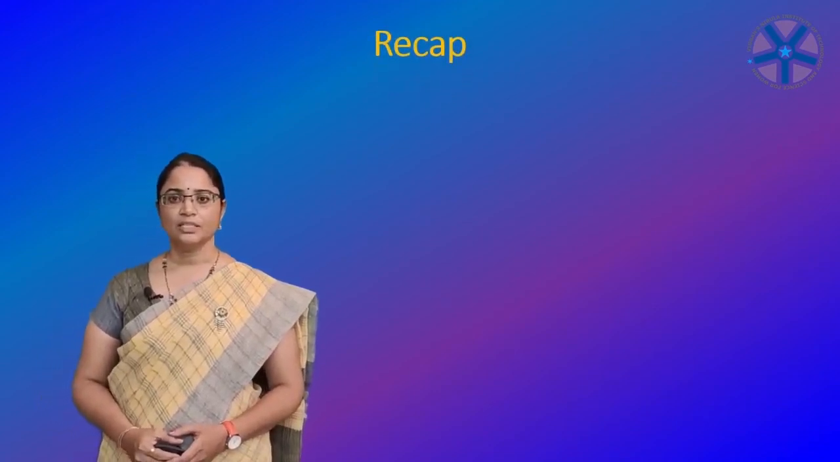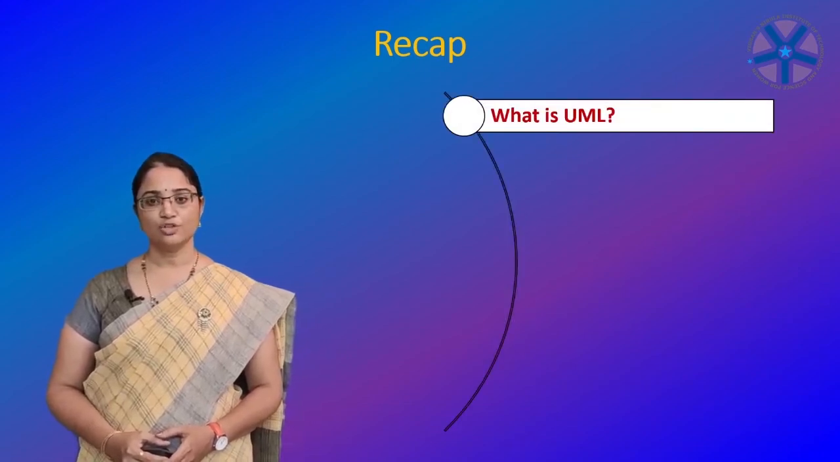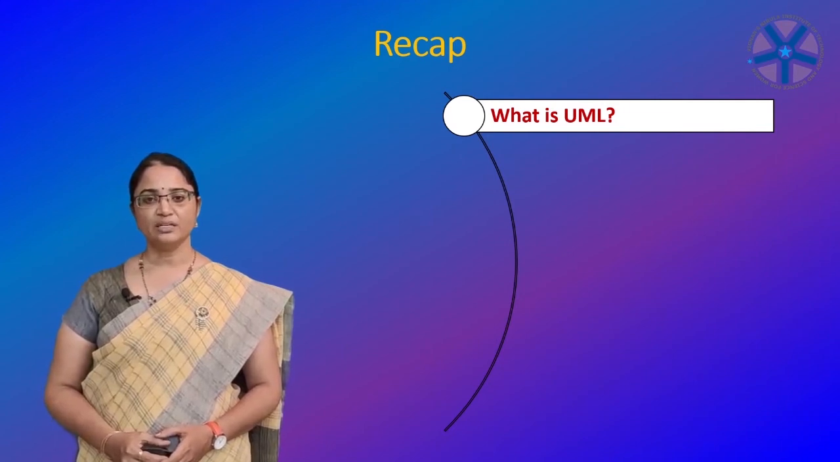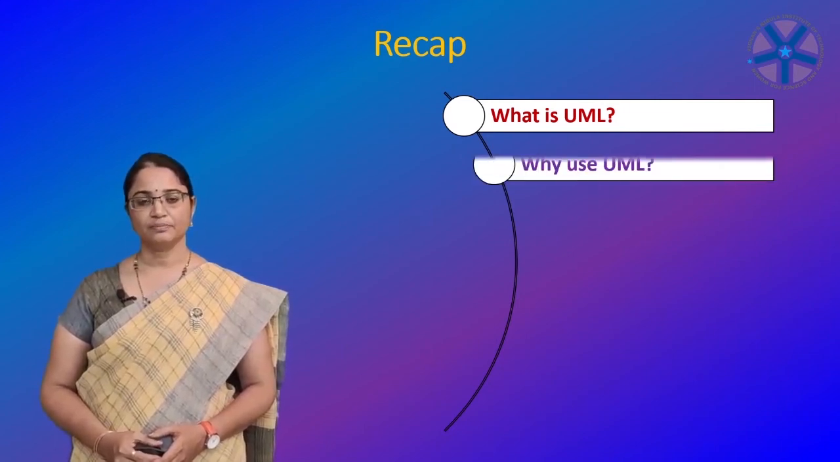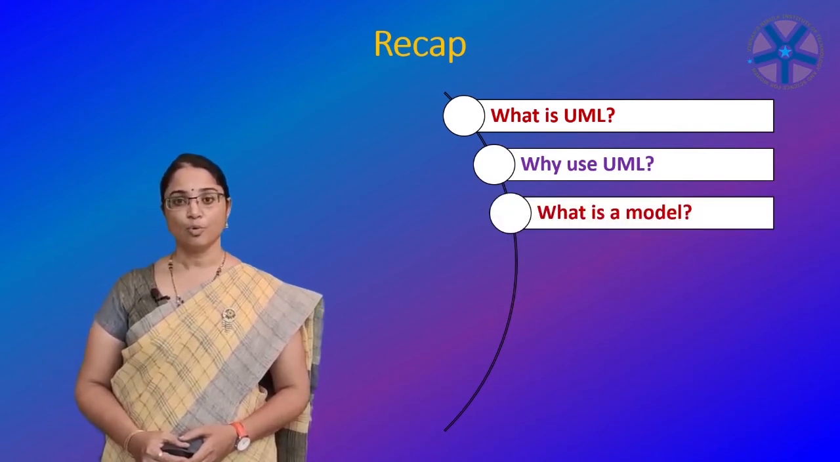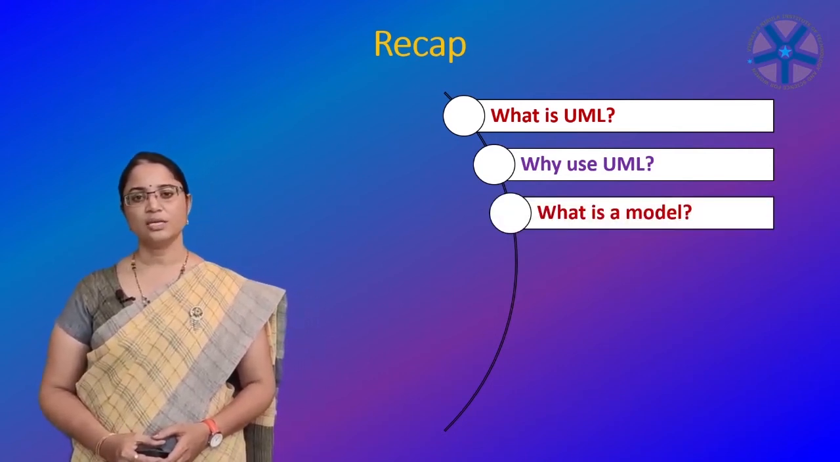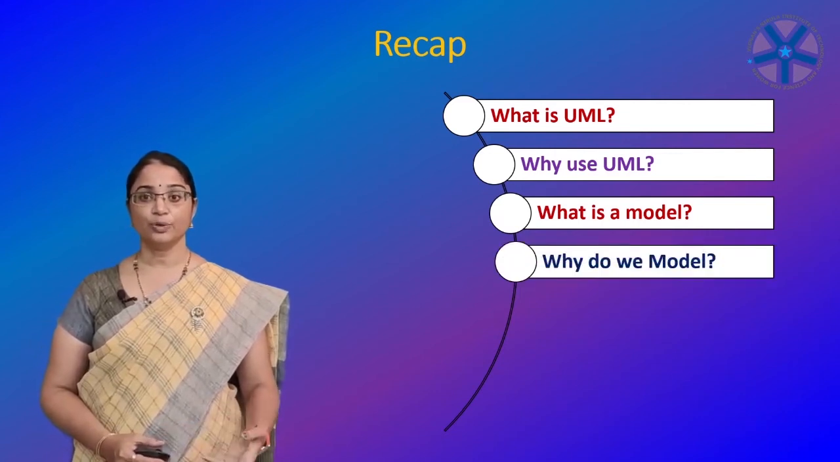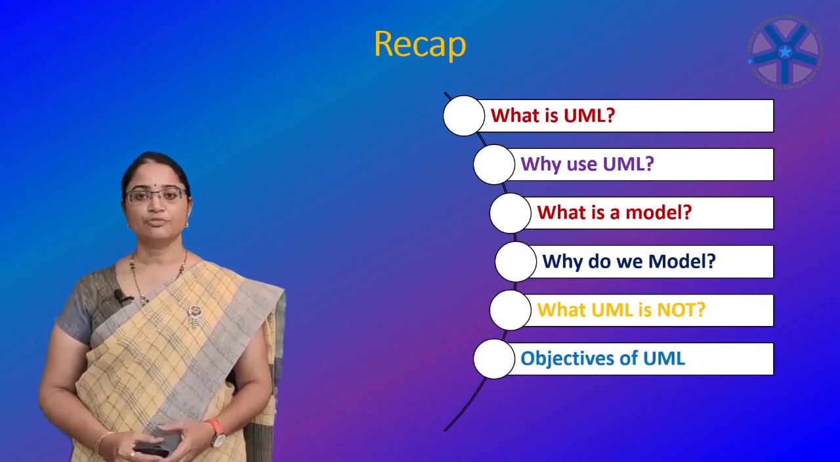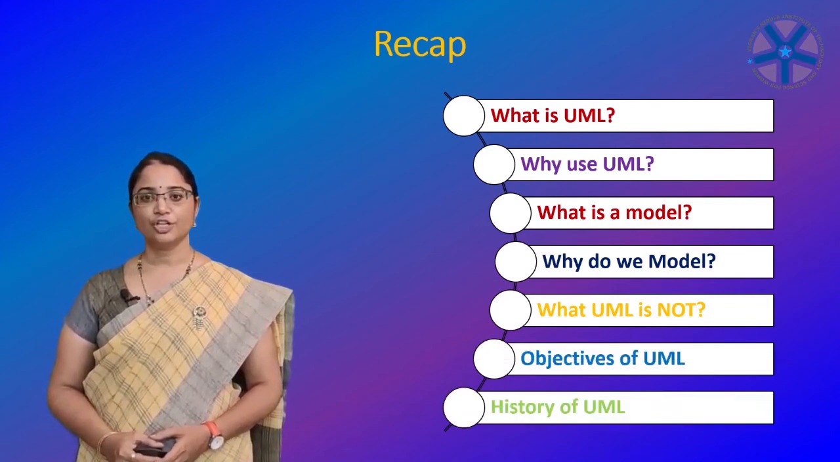We have covered all the topics of Unit 3. Let's have a quick recap of what we have seen in this Unit 3. In this unit, we have discussed what is UML. The UML is a language for visualizing, specifying, constructing, and documenting. Why use UML? What is the main purpose of using UML? What is a model? A model is a simplification of reality. Why do we model? And what UML is not? Objectives of the UML, history of the UML.